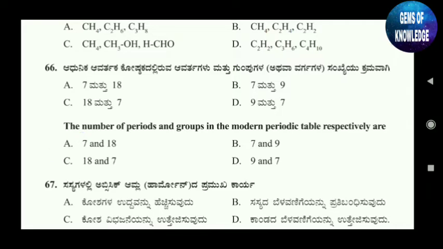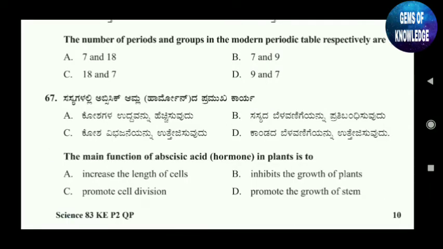Next, you can see the 67th question. The main function of abscisic acid hormone in plants is to... So we should tell what the function of abscisic acid is. Four options have been given. Increase the length of the cell: this is the function of auxin hormones in the plant. The B option is inhibits the growth of plant. Yes, this is the function of abscisic acid. So the correct answer is B, which inhibits the growth of the plant, the abscisic acid hormone.